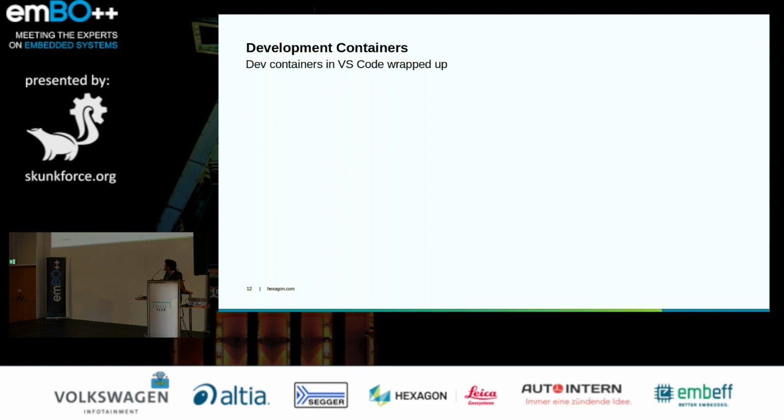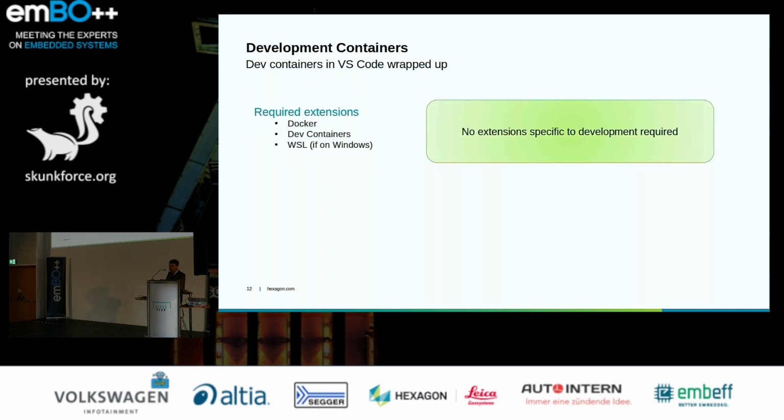Okay, let's quickly wrap this dev container setup up. The nice thing about this is we only have very little requirements. For the extensions in VS Code, we only need Docker, we need Dev Containers, and additionally, if you're on Windows, you also need the WSL extension. Other than that, you don't need anything for VS Code. This is really everything you need to make it work. So nothing specific for your development. This is especially nice if you have multiple different projects with different extensions that you need, so you don't pollute your VS Code installation, so to speak.